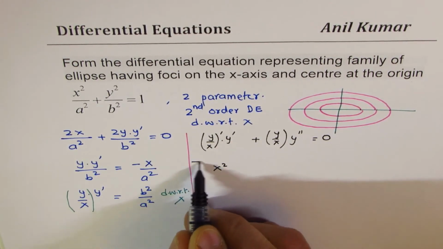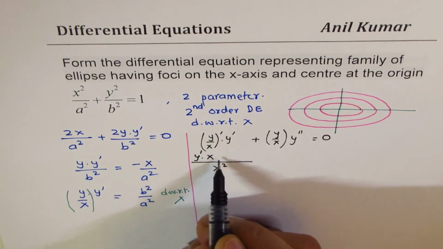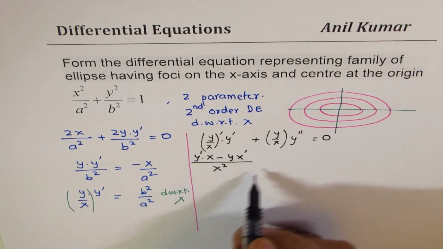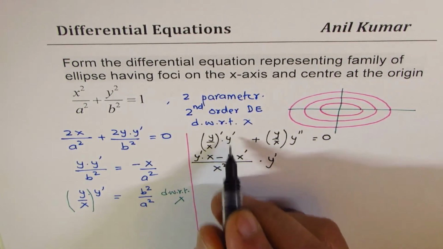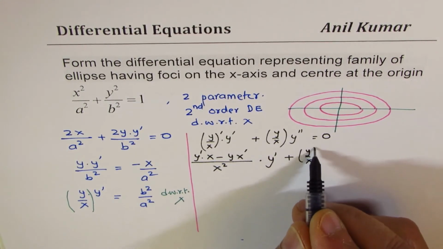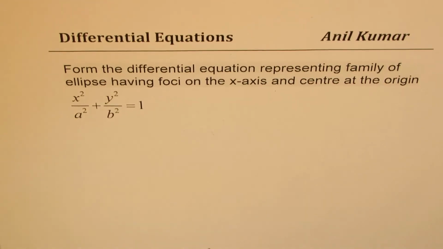So we have x squared. y derivative times x minus y times x derivative times y derivative, plus we have y over x times the second derivative of y equals 0.